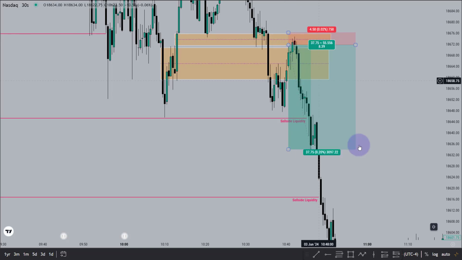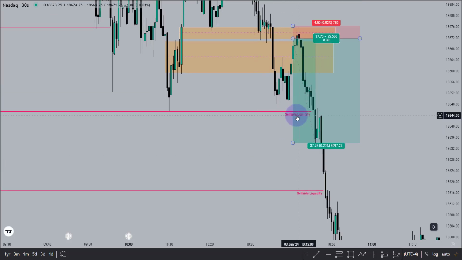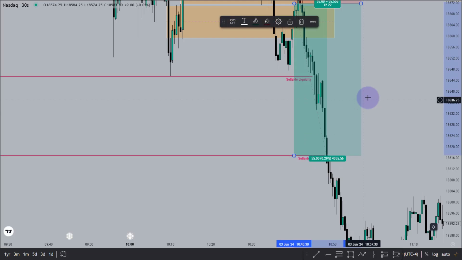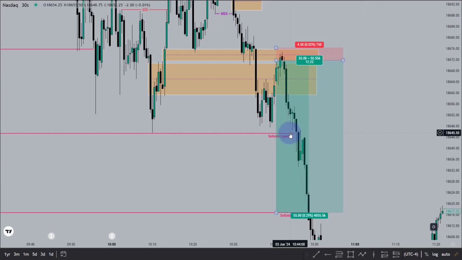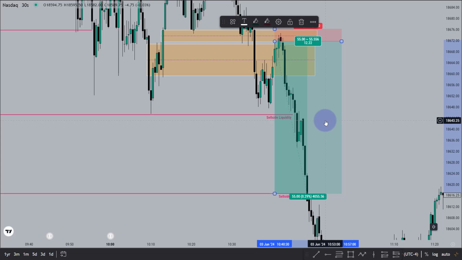Why is this setup still valid? Because this 15-minute sell side liquidity is not taken yet. You have this 1-minute sell side liquidity as well. Where should be your target? This 1-minute sell side liquidity. No, brother, I would love to hold my trade until that area. You have to take partial around that area, and the rest you just let it go until that 15-minute extreme liquidity.